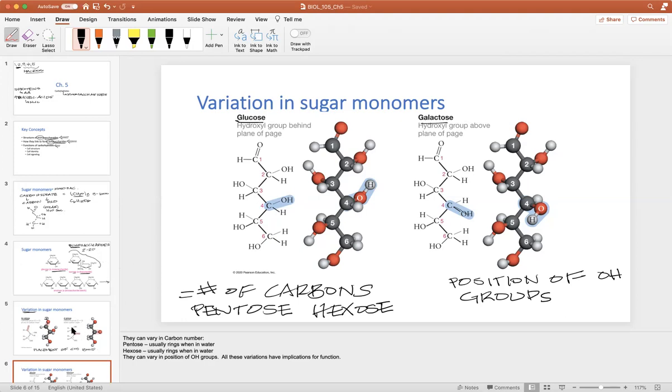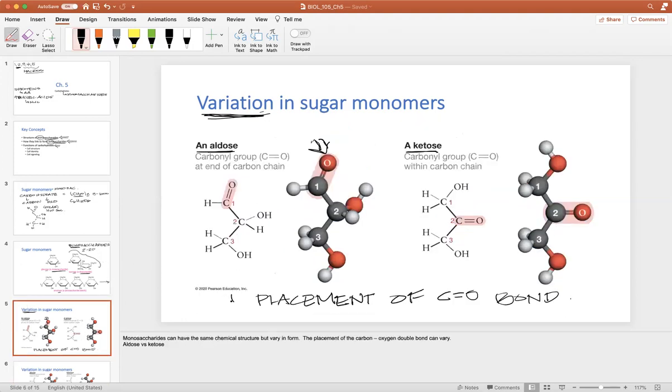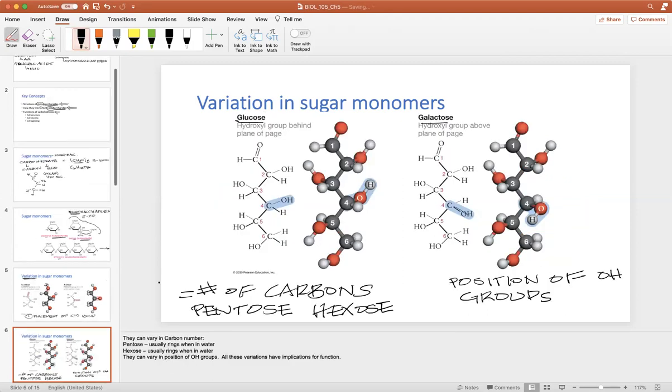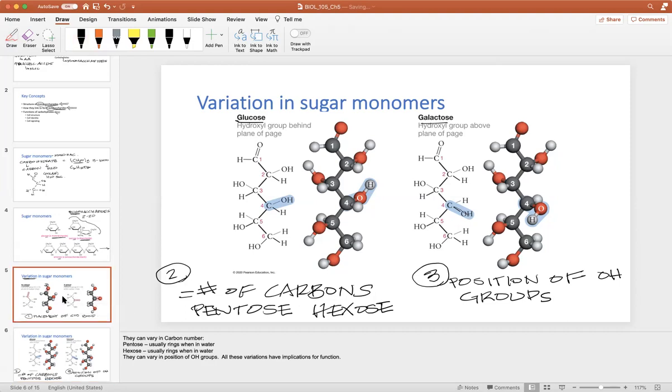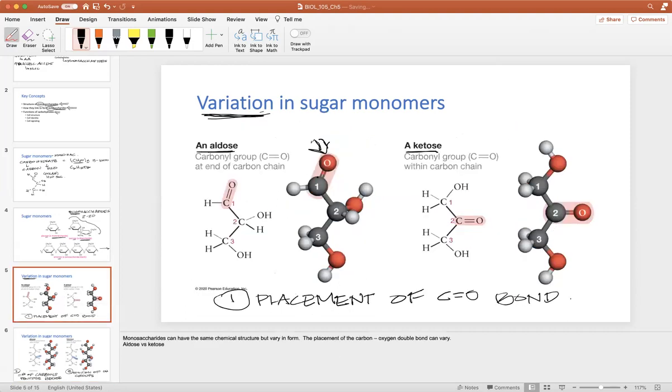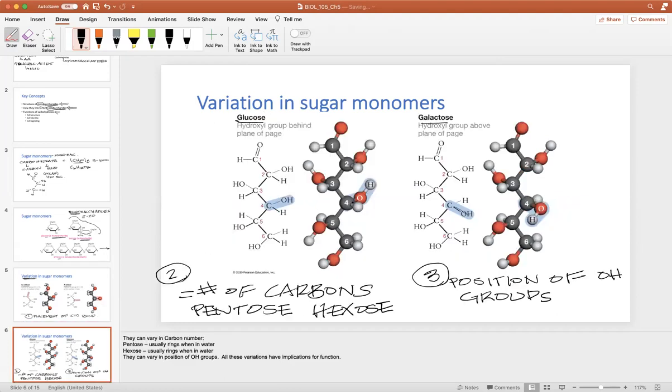So let's recap. I have given you 3 ways that sugar monomers, or monosaccharides, can differ from one another. They can differ in where the double bond occurs. They can differ in how many carbons they're made up of, and they can differ in the orientation of their hydroxyl groups. All right? So that's 3 ways that you can have variation in monosaccharides.